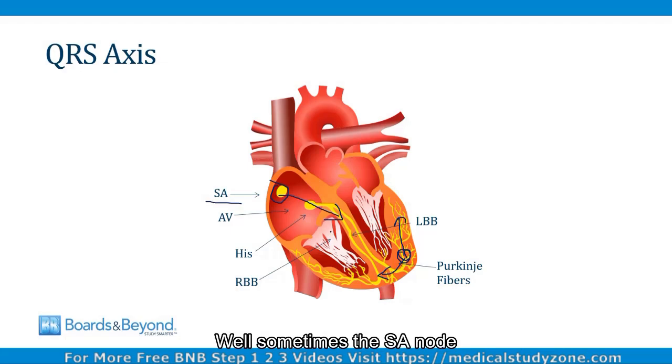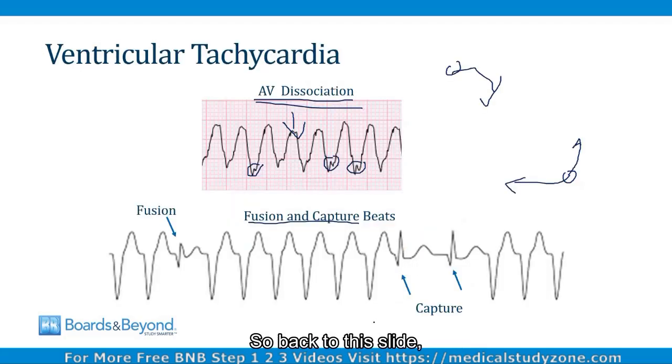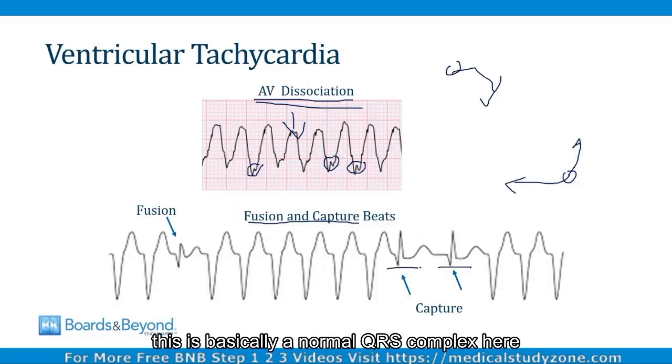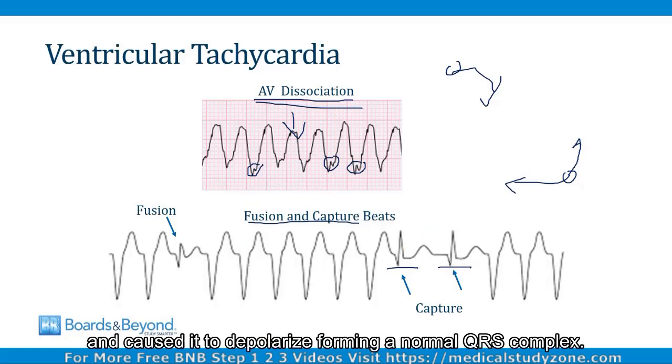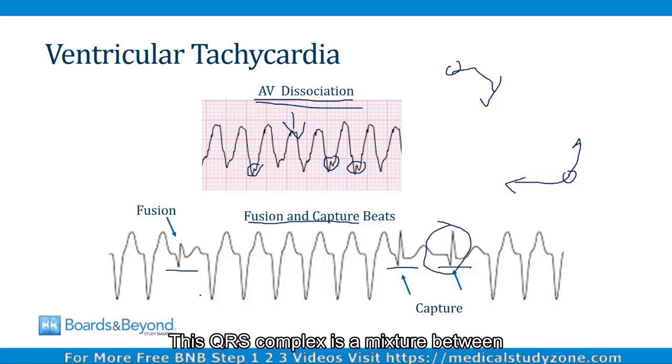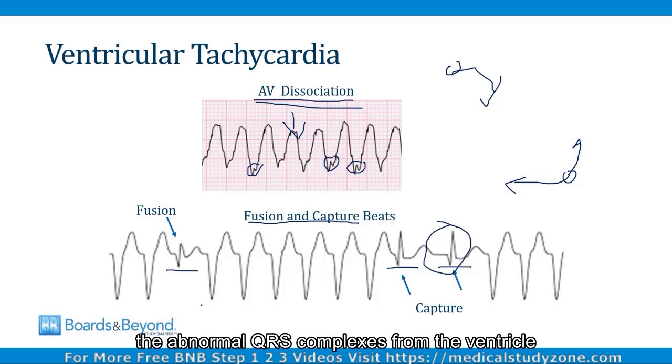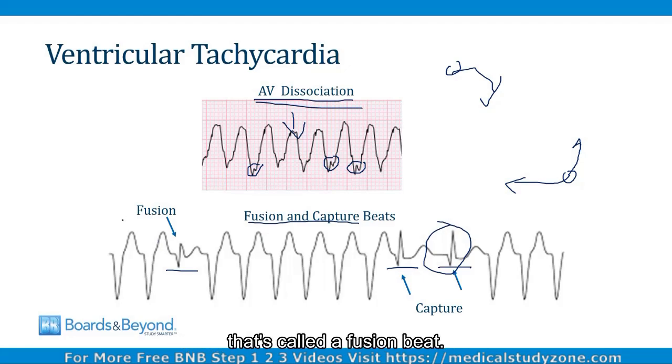Well, sometimes the SA node will actually capture the ventricle and cause it to depolarize in the normal way. That will generate a normal QRS complex, and that's called a capture beat. Other times, the abnormal focus here will partially depolarize the ventricle, and the SA node will submit an impulse that partially depolarizes the ventricle, and the two will mix together, and that's called a fusion beat. So back to this slide, this is basically a normal QRS complex here. That's because the SA node has captured the ventricle and caused it to depolarize, forming a normal QRS complex. This QRS complex is a mixture between the abnormal QRS complexes from the ventricle and the normal ones from the sinus node. That's called a fusion beat.